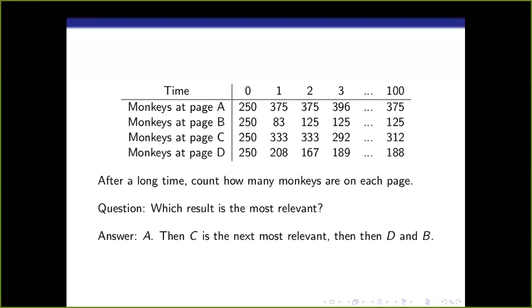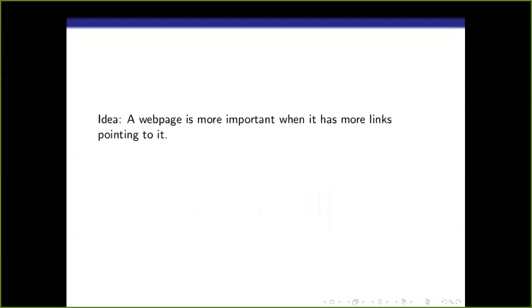So in fact, I don't just know that, but I actually have a whole listing. I can say A is the most relevant, and then C, because that is the next highest, and then D, and then B. So I can get an entire ranking. So what's going on here? Earlier, some of you said, I think maybe it has to do with counting the number of links. And that's sort of what's happening, but it's not exactly it.